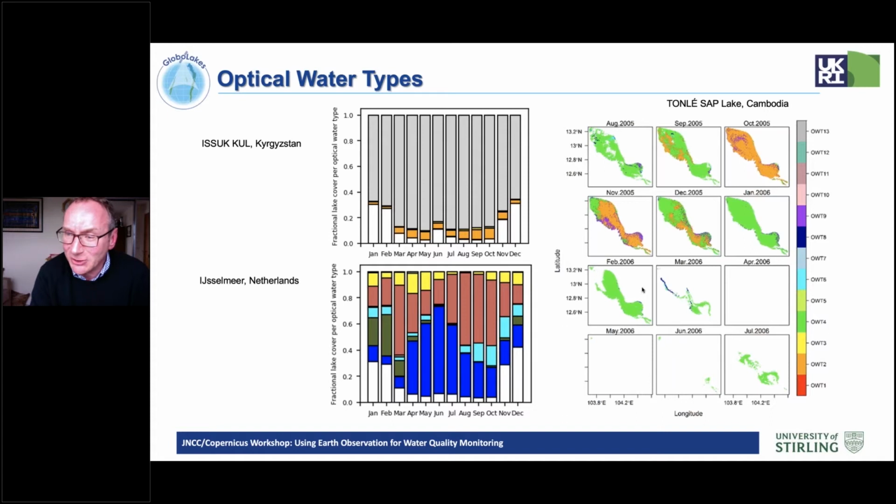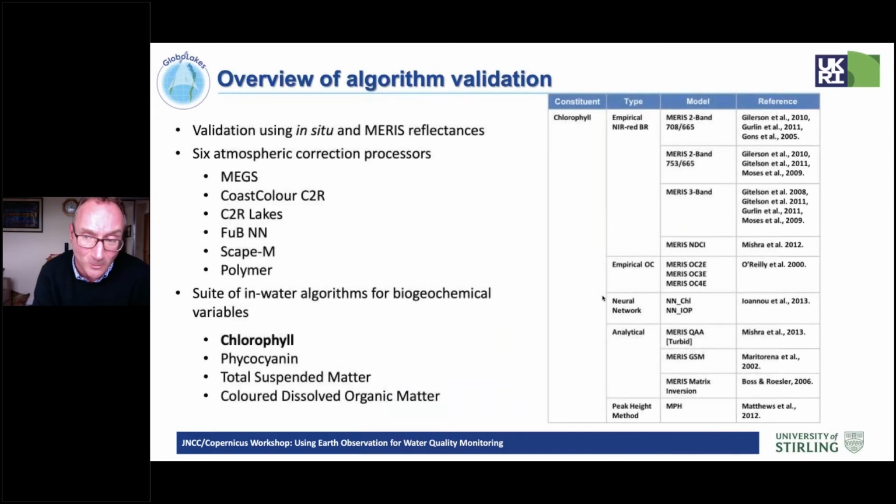And another example here on the right-hand side, you can see how the optical water types, in this case in a Cambodian floodplain, vary with time. So you can see the color changes there reflect changes in optical water types, and in fact also this lake disappears as an ephemeral lake and then with rainfall then fills in again. So that provides a really solid foundation then to take this forward as an approach to actually then applying Earth observation at the global scale.